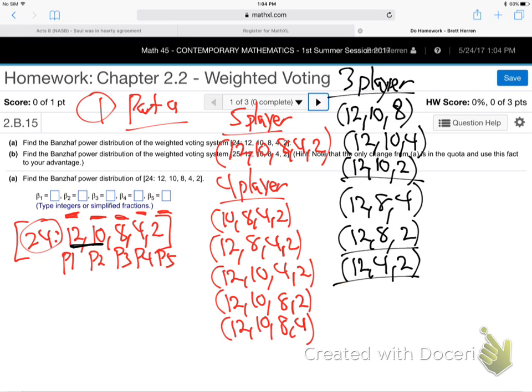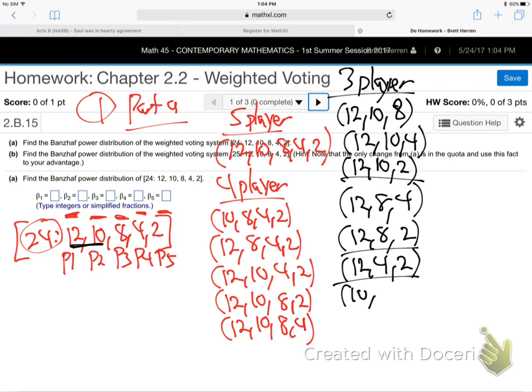So I got all the ones starting with 12. Now I got to do all the ones starting with 10. You see what I mean? Those are all the ways you can start with 12. 12, 10, 12, 8, 12, 4. This is tedious. See what I mean? It's not a little bit harder. It's a fair bit harder to be exact and not miss even one.